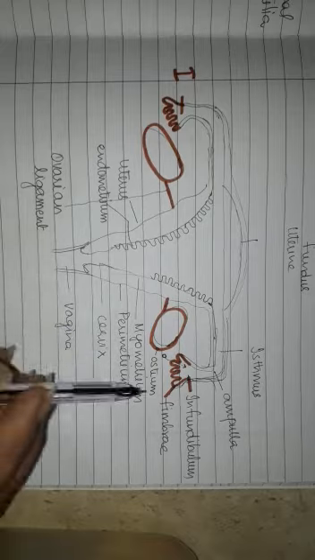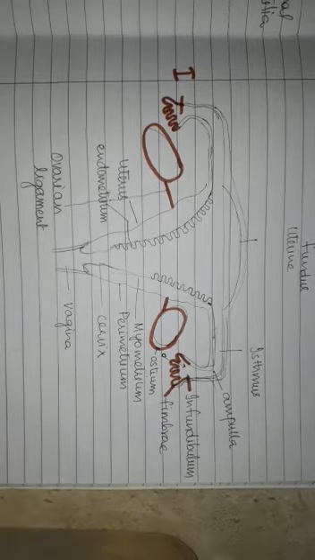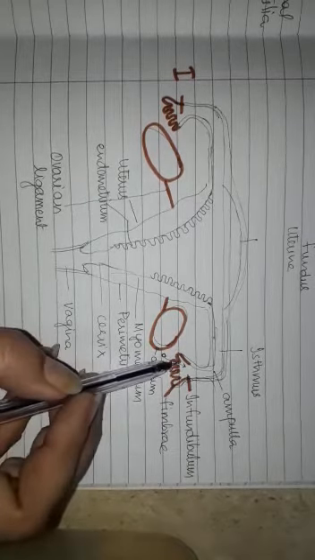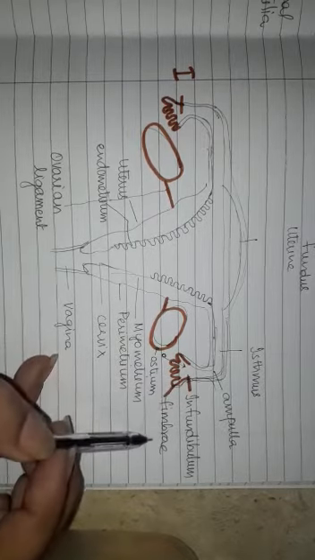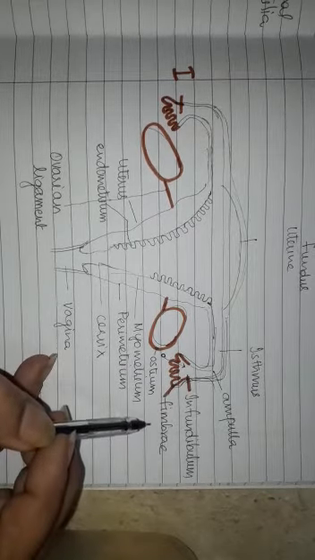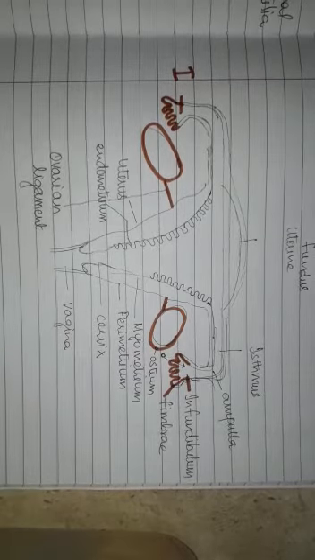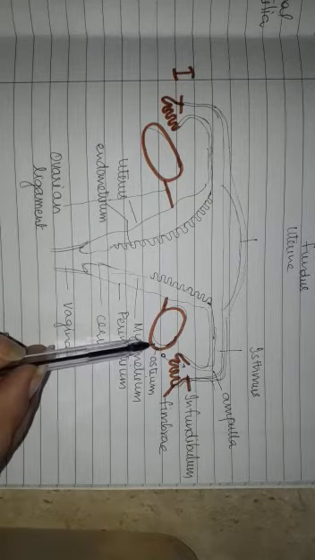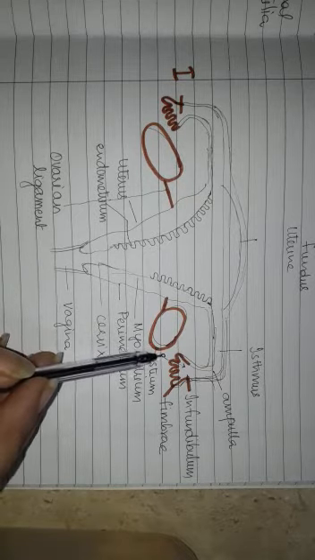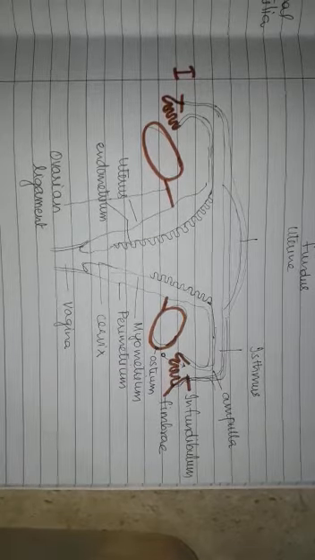Let us repeat. Infundibulum, the first part of fallopian tube, is funnel shaped. It bears motile finger like projections, and these are called fimbri. These fimbri bear cilia, and these cilia beat toward the ostium, and they direct the egg into the infundibulum. This is the first part.